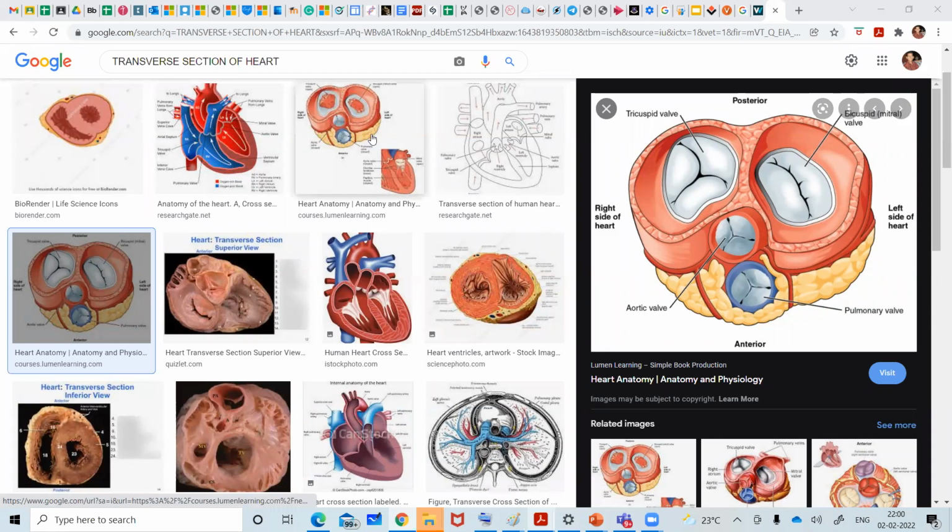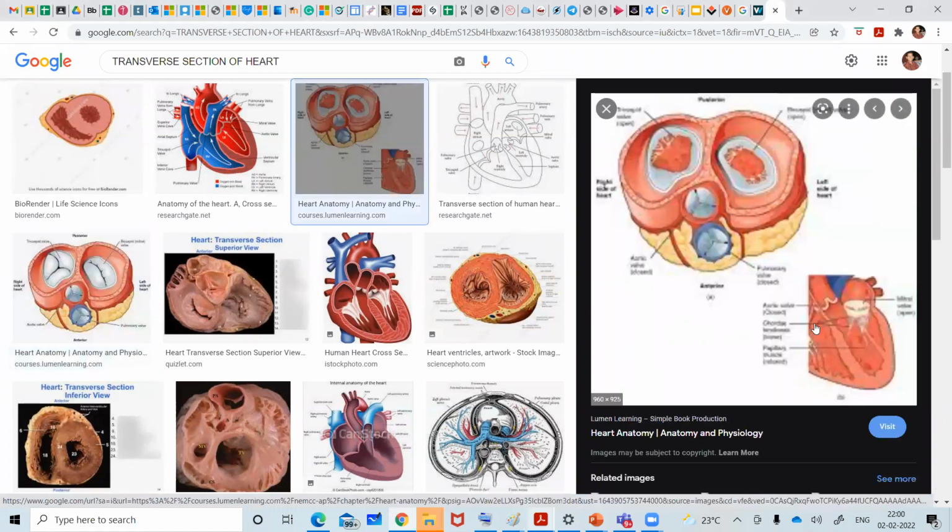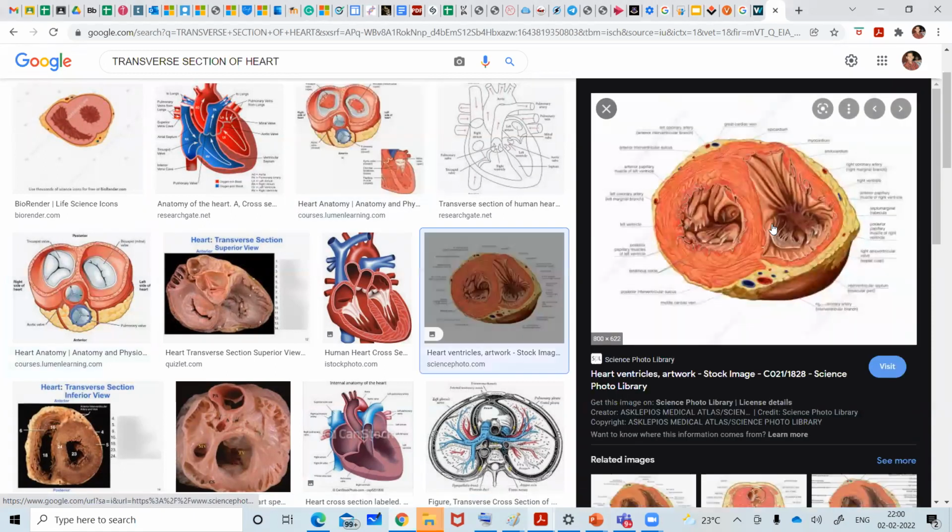You can see this particular section also. See here, they have removed the cups and they are showing how the inside looks from the top. If you want to see the lower part of the heart, the lower part is again its largest chamber. See here also, this is the left ventricle. That's why there is a larger volume, you can say.